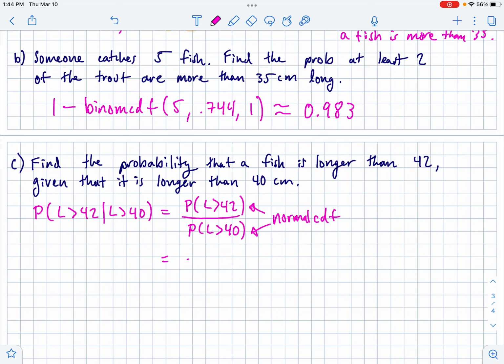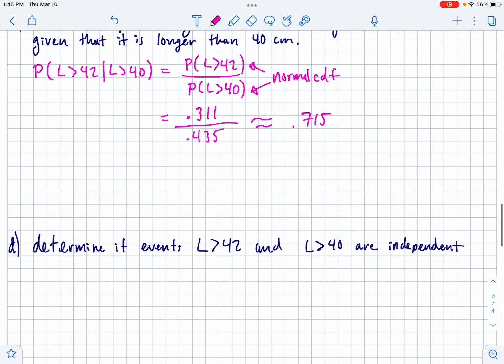So the top is 0.311, and the bottom is going up from 40, 0.435. So if we take 0.311 and divide by 0.435, we get 0.715. Sorry, 0.715. So that's the probability that a fish is longer than 42, given that it's already over 40.